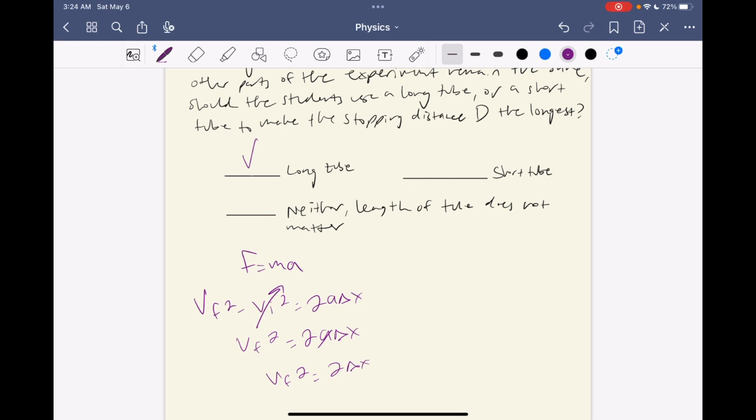And if the velocity is greater, then more momentum is gained, and that would make the tube hit the ground harder and then slide a longer distance.